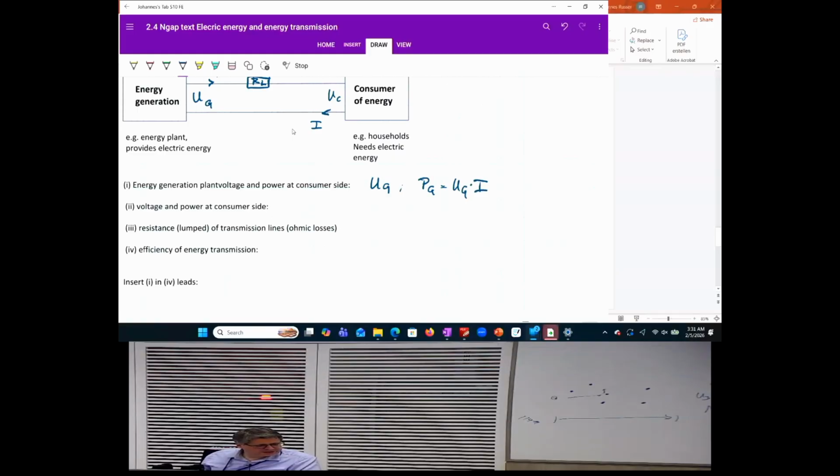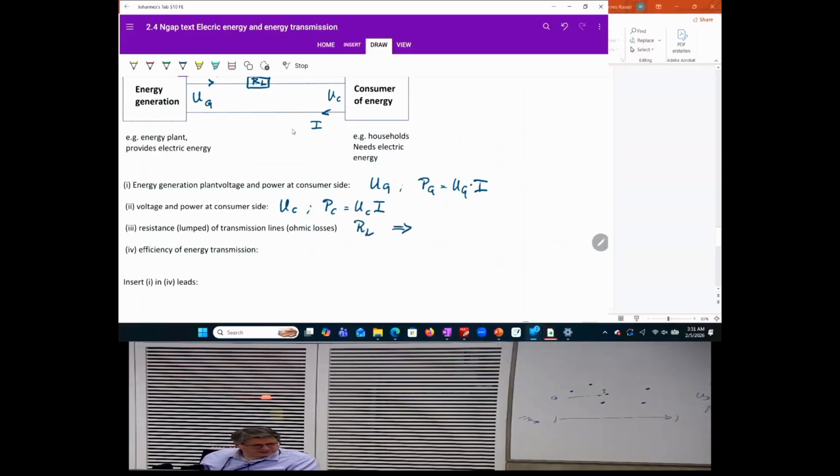So voltage and power at the consumer side, they are U sub C, and the power. The current remains unchanged, but the voltage has changed. This is UC times I. Now, the resistance has been lumped into a single resistance, even though it is of course distributed over the line. But in our equivalent model, it's a lumped resistor that is given with R sub L.